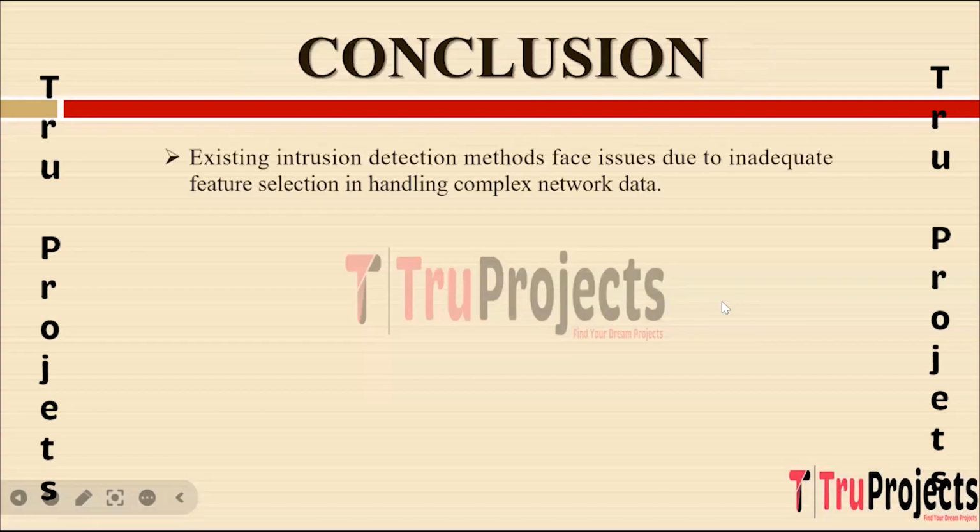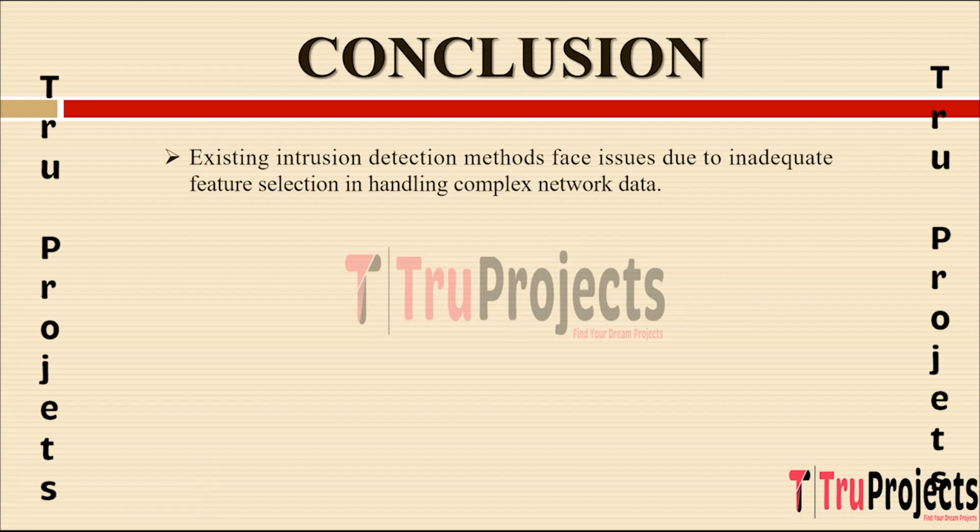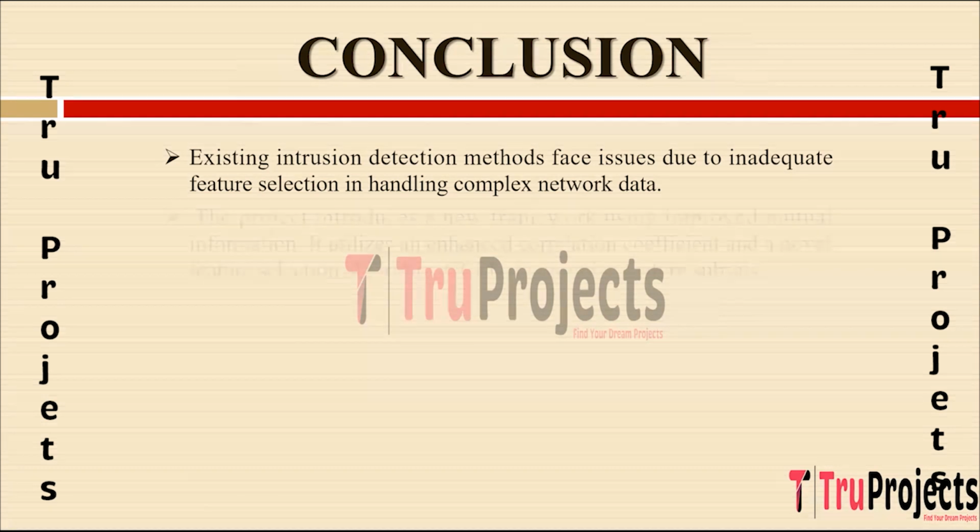The conclusion of the project: existing intrusion detection methods face challenges due to inadequate feature selection. This limitation results in inefficiencies when handling complex network data, leading to inaccuracies in identifying and addressing network intrusions effectively. Ineffective feature selection can lead to an overload of irrelevant or noisy data, making it challenging for intrusion detection systems to accurately identify potential threats. This weakness can compromise the overall effectiveness of the system in securing networks.